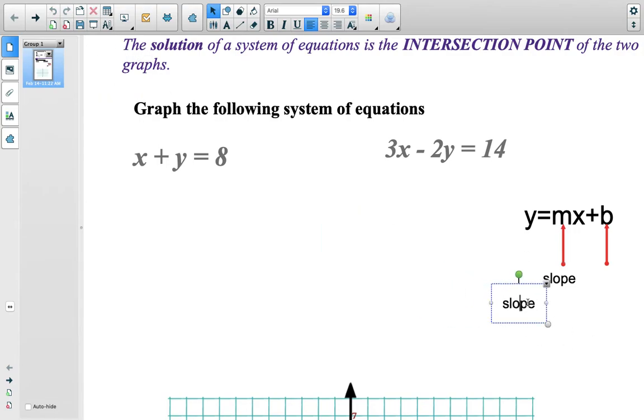So we're going to make sure that all of these are in that form. To do so, we need to isolate for y. So we need to get y all by itself.